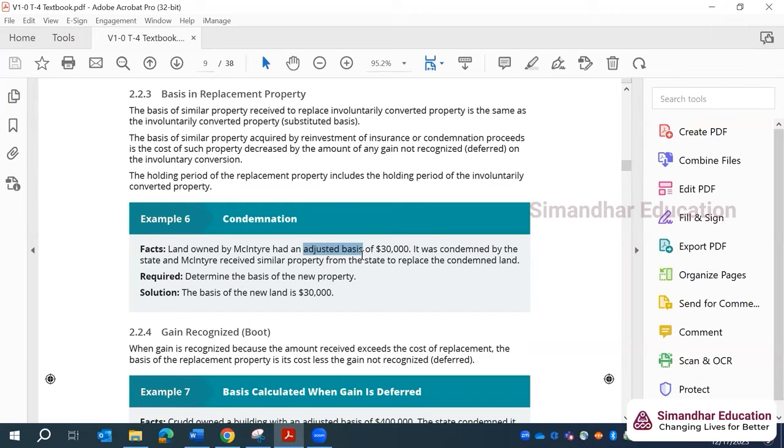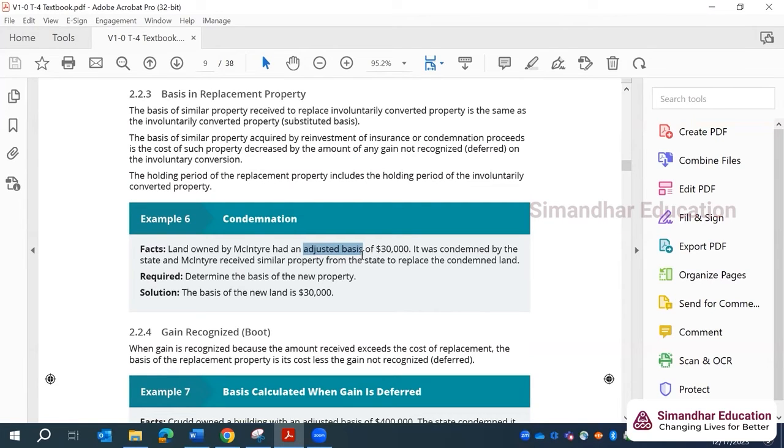When you reduce a basis of the property, what is the consequence when you eventually sell this new property in the future? Will you recognize a higher gain or will you recognize a lesser gain?